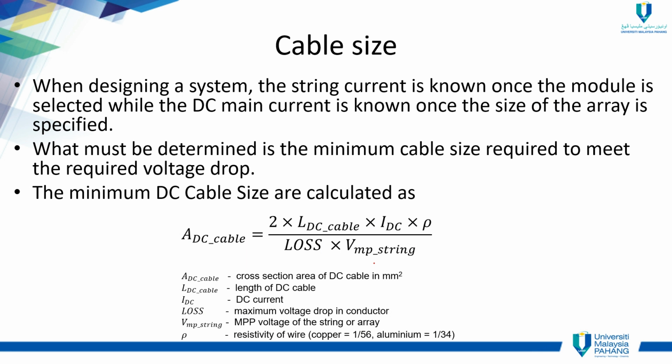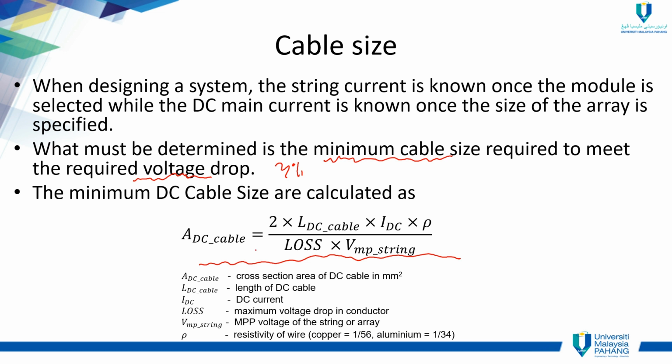So when designing the system, the string current is known once the module is selected, while the DC main current is known once the size of the array is specified. What must be determined is the minimum cable size required to meet the required voltage drop. Let's say the maximum allowable voltage drop, like I told you, is 3%. So the cable must fulfill this requirement. How to calculate that is a very simple equation, but it needs slightly deeper understanding.